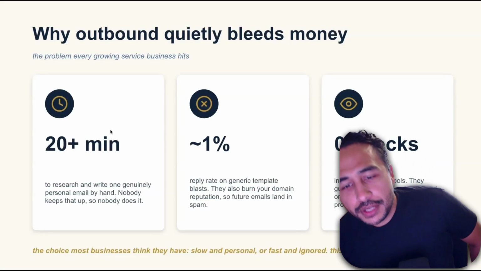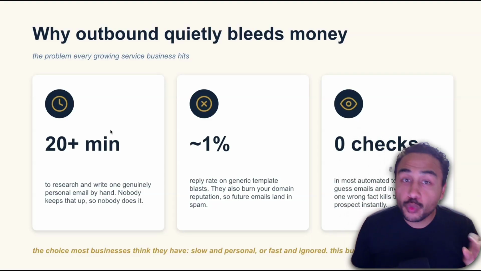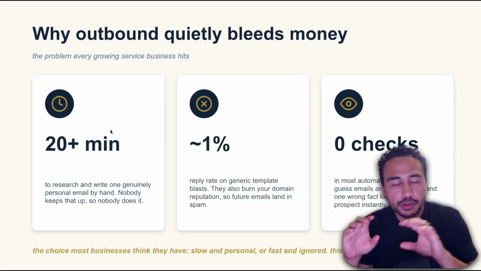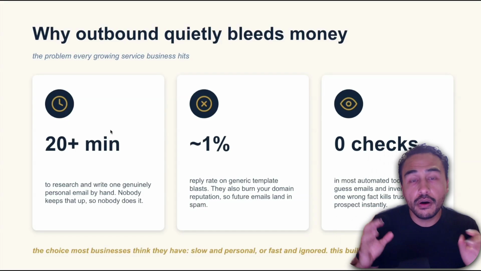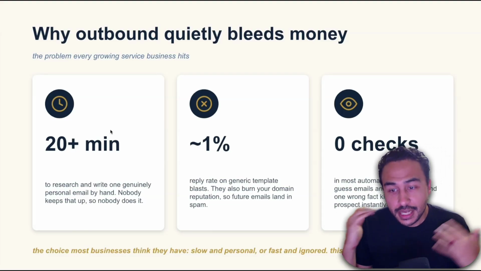So outbound, like you said, the reply rate is generally 1%. And if we want to really personalize something for someone, there's a lot of clicks. You got to get their email. You got to check out their About Us page. You got to check out their LinkedIn profile, all of these different things. And we're looking at about 20 minutes per person sometimes.